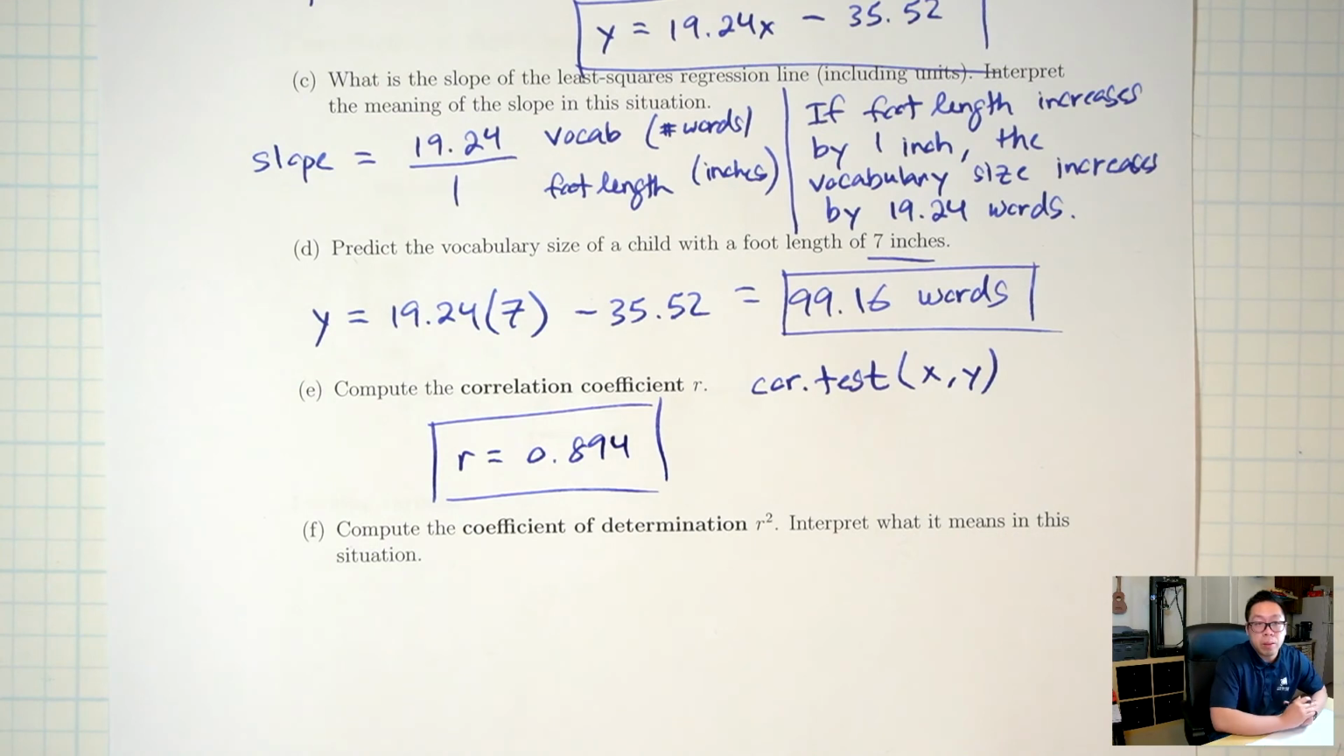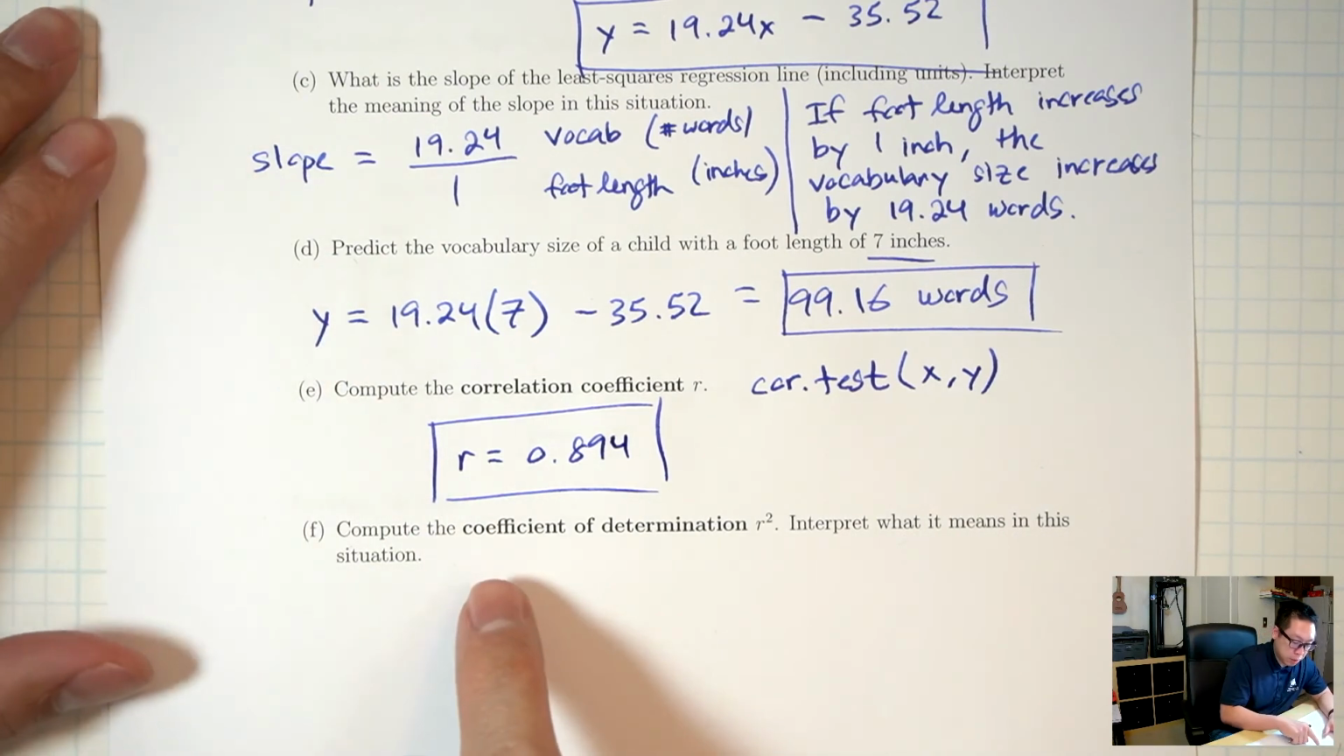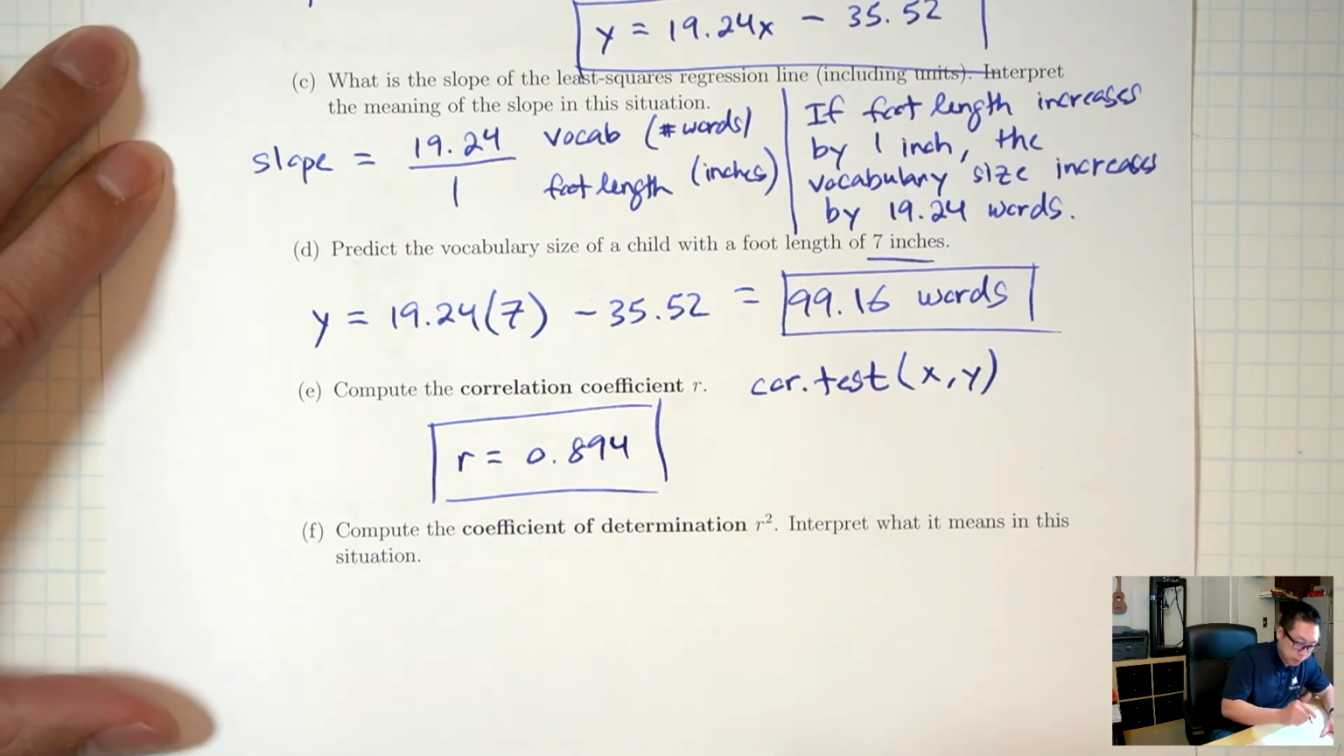Part F, compute the coefficient of determination r squared. That's just asking you to take the r that you found and square it.